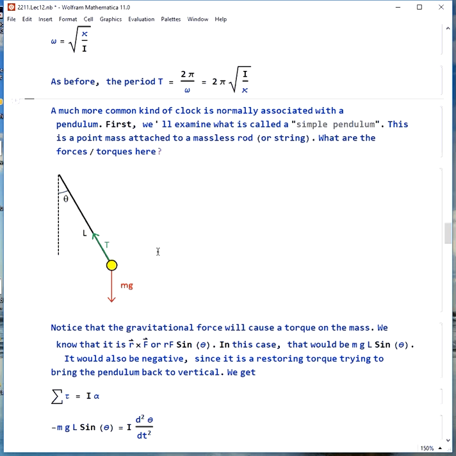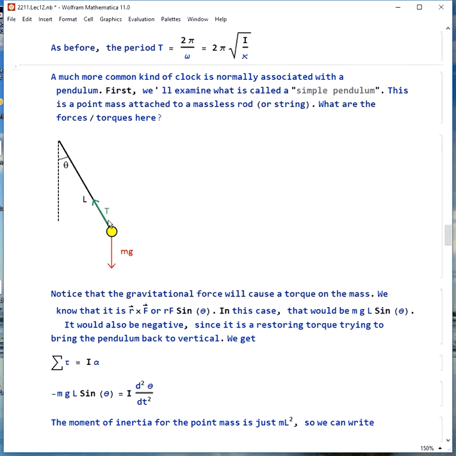The gravitational force is going to cause a torque on this mass. Since we know torque is R F sine theta, we can see that the F is mg, the R is L, the length of the string, and then we get sine theta like we had before. This torque is also going to be negative since it tries to bring this mass back to equilibrium, back to straight up and down. So again, the sum of the torques is I alpha: negative mgL sine theta is our torque, and on the right, I and the second time derivative of theta.